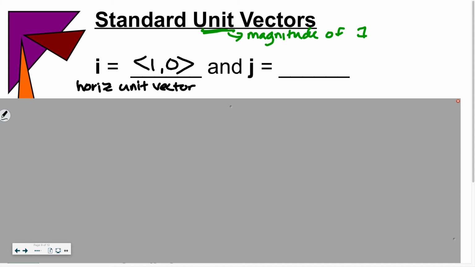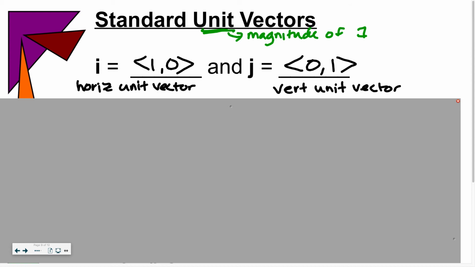And then J represents your vertical unit vector. What would that component form look like? 0, 1. Now that would be going right and up, I and J. If you want to go the other directions, left and down, you would need to put negatives in front of them, right? But you only need 2 standard unit vectors, 1 for horizontal and 1 for vertical.